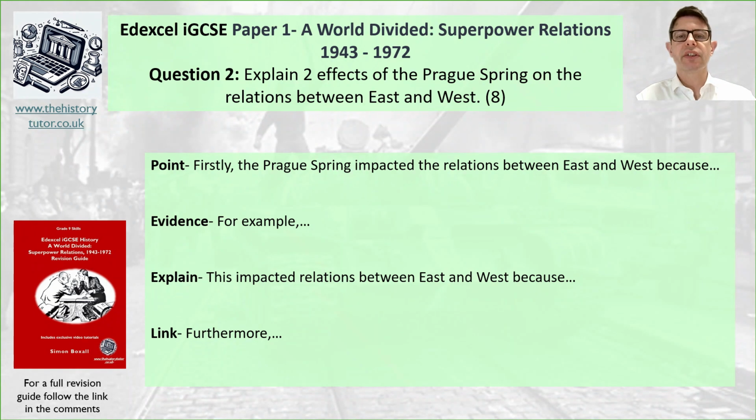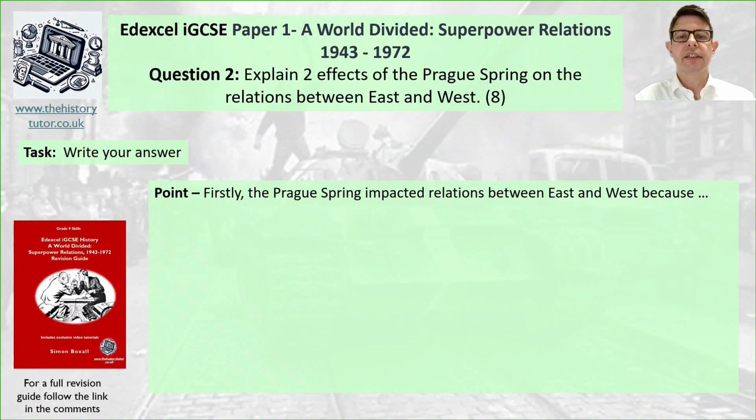Then we want to give an event from the Prague Spring. Then, given the impact, explain how this impacted relations between East and West, linking back to your opening point. To do this, and if you can think of it, analyse a bit more deeply. Furthermore, this led to, think about a longer term impact, or maybe an impact on different people within the Cold War relationship. See if you can delve a bit more deeply. Let's go through the first answer together.